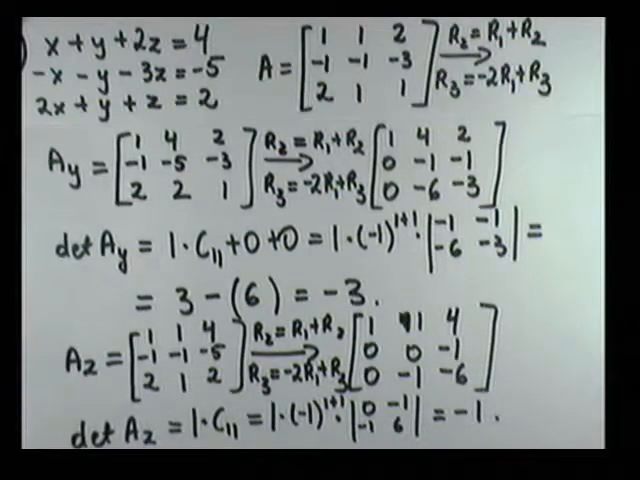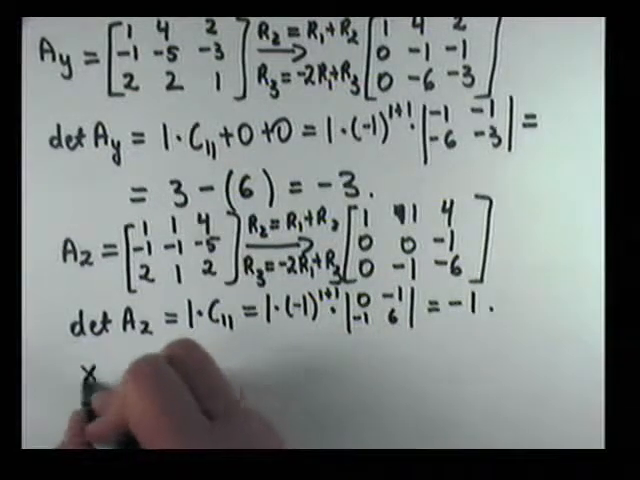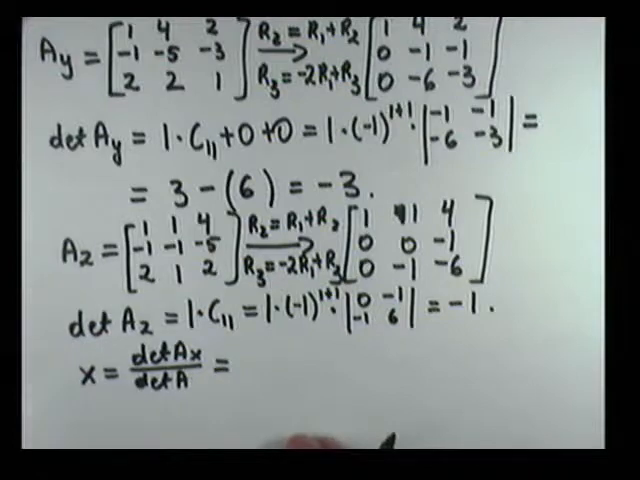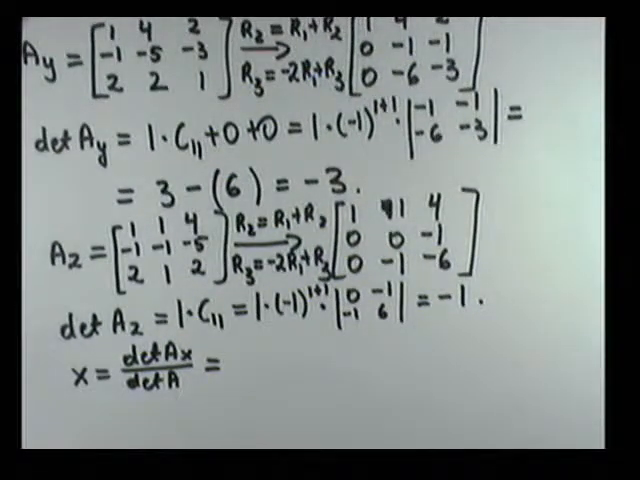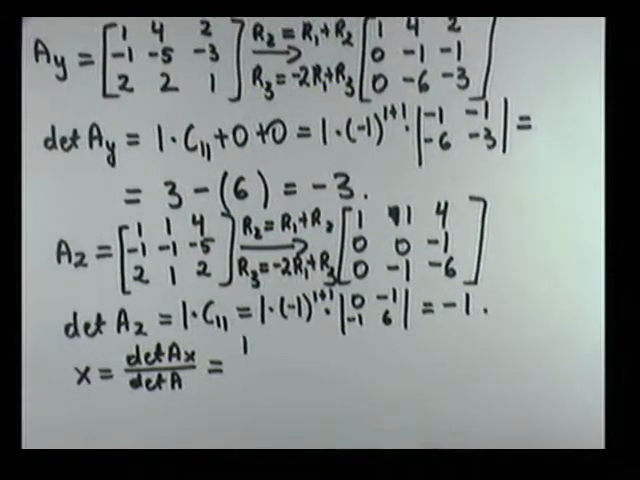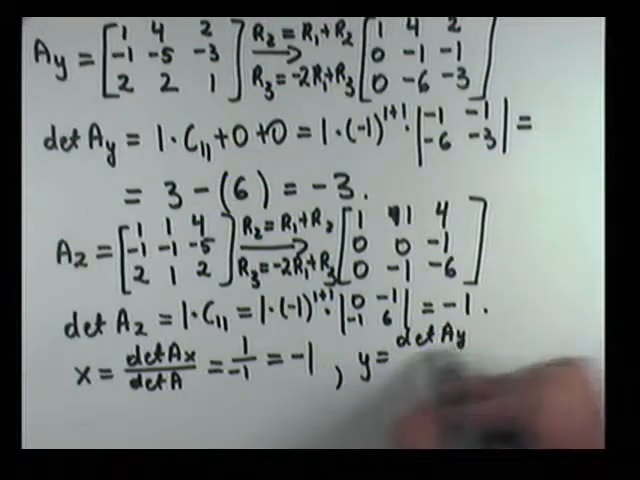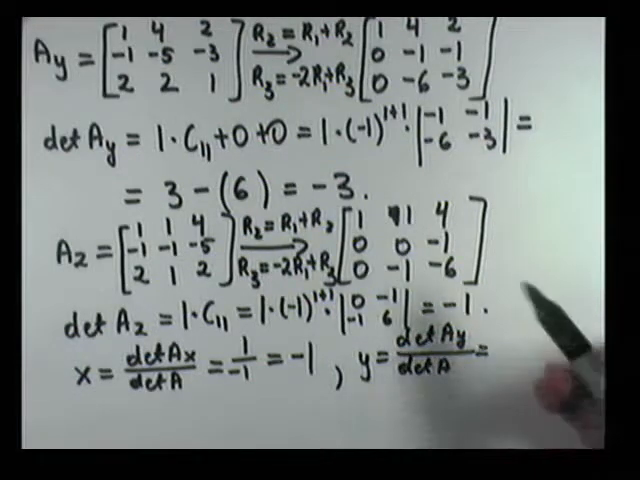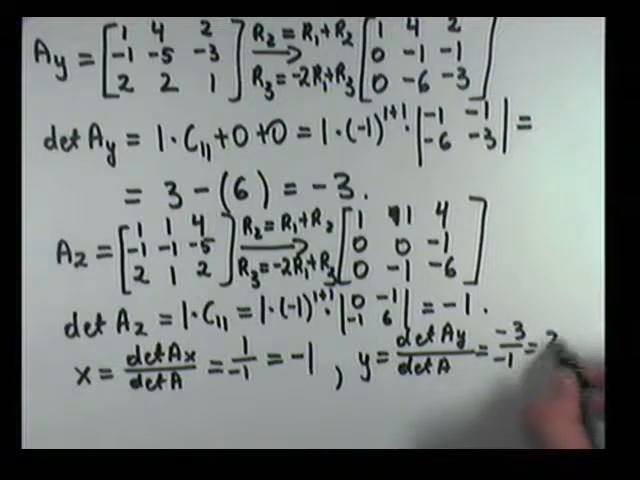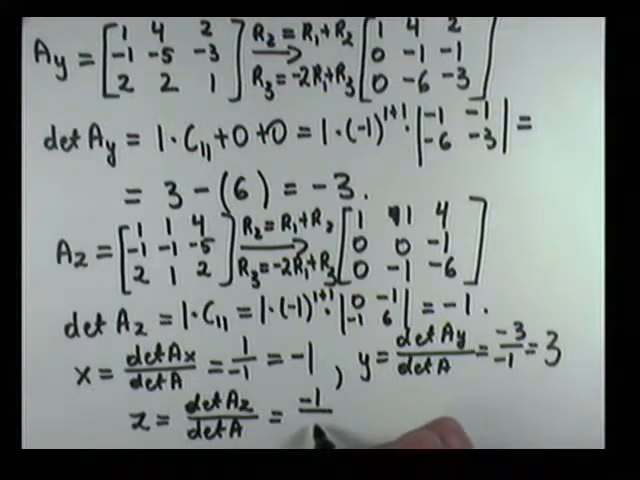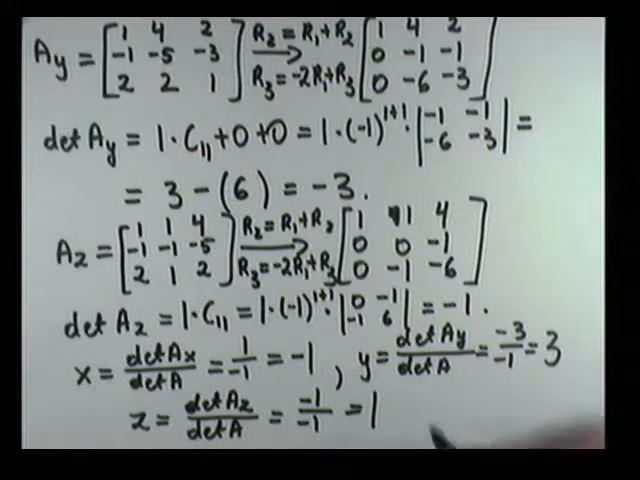And now write the Cramer's rule that x is equal to determinant of A sub x over determinant of A. So the determinant of A sub x was 1. Determinant of A was minus 1. So this is minus 1. Now we had that y is equal to determinant of A sub y over determinant of A. So determinant of A sub y is minus 3 over minus 1, so this is 3. And z is equal to determinant of A sub z over determinant of A. So this is minus 1 over minus 1, so this is positive 1. So we had that x is equal to minus 1, y is equal to 3, and z is equal to 1.